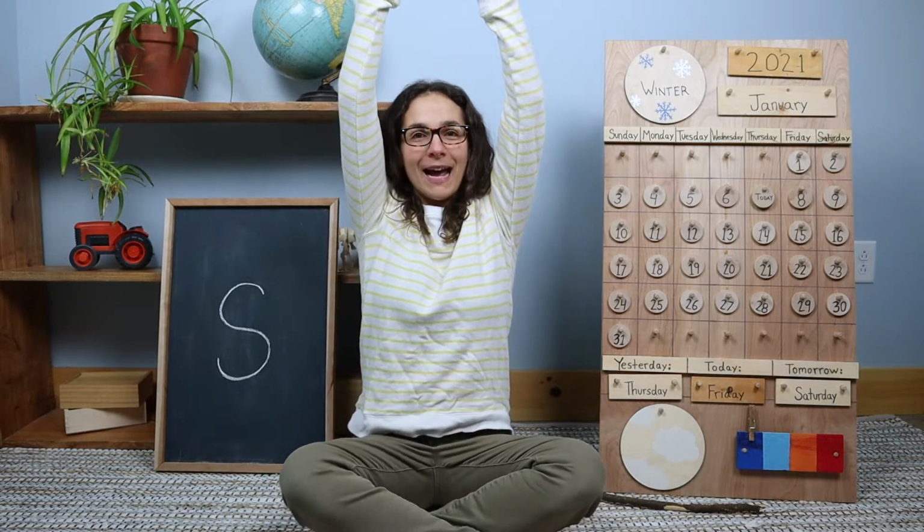Let's begin our circle time with a good morning song. Stretch your arms out in front like a circle like this. Raise them up high, then back out in front of you.